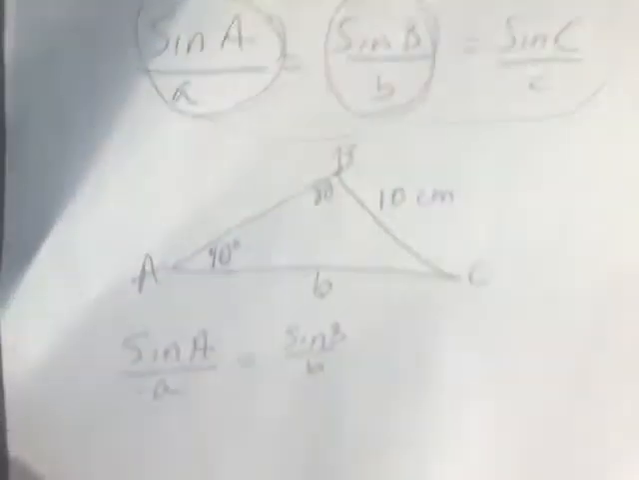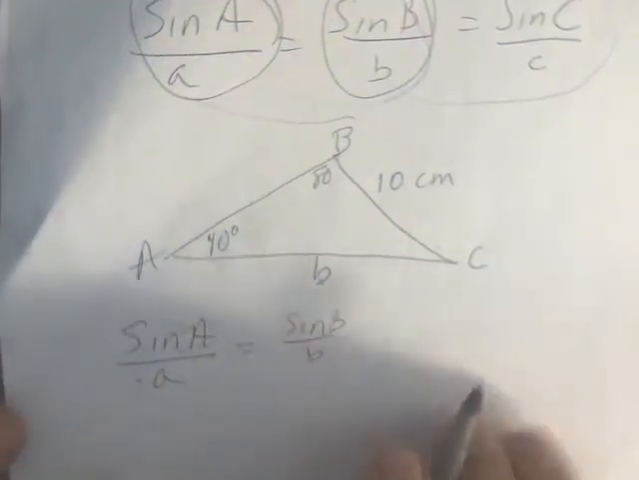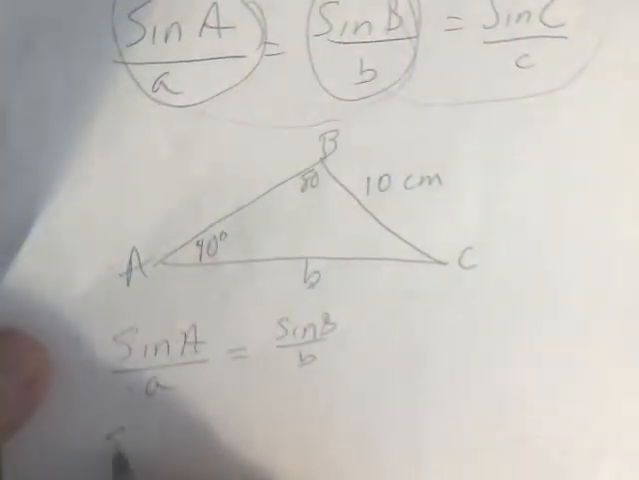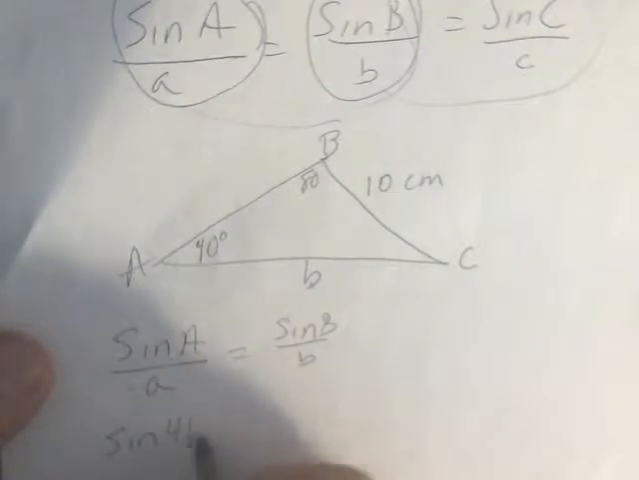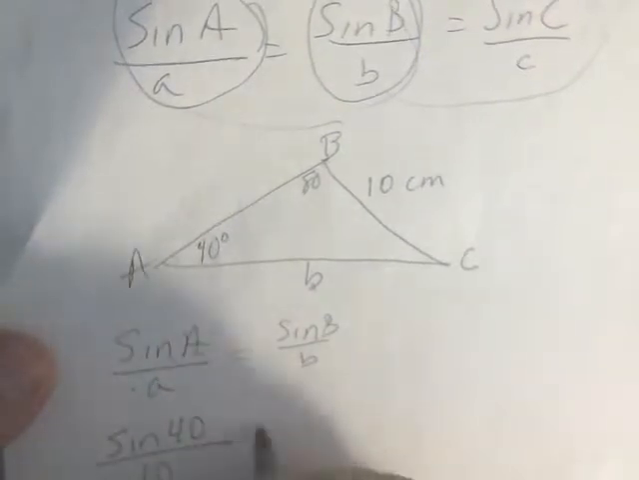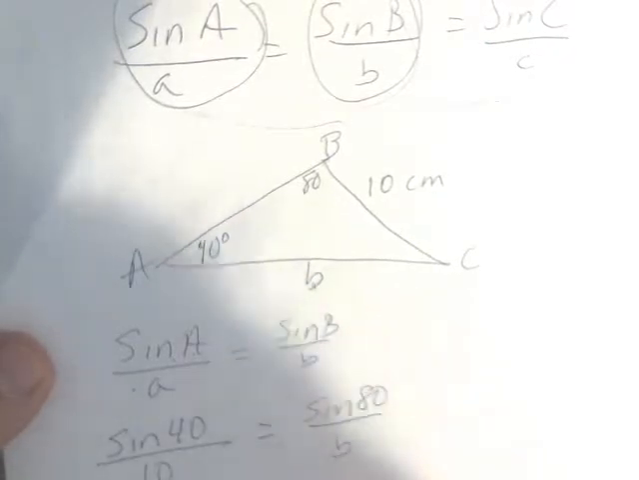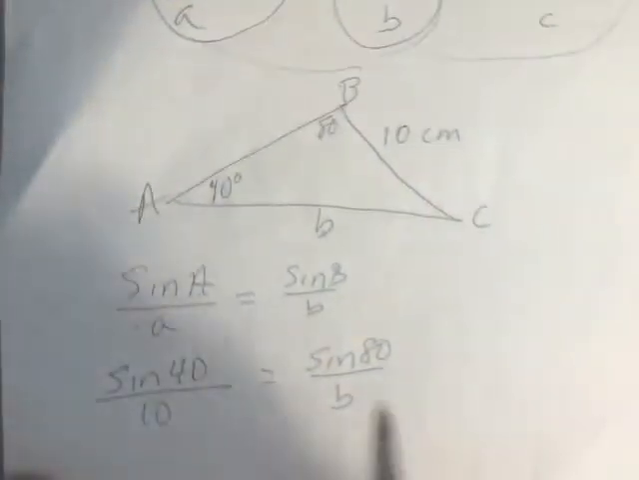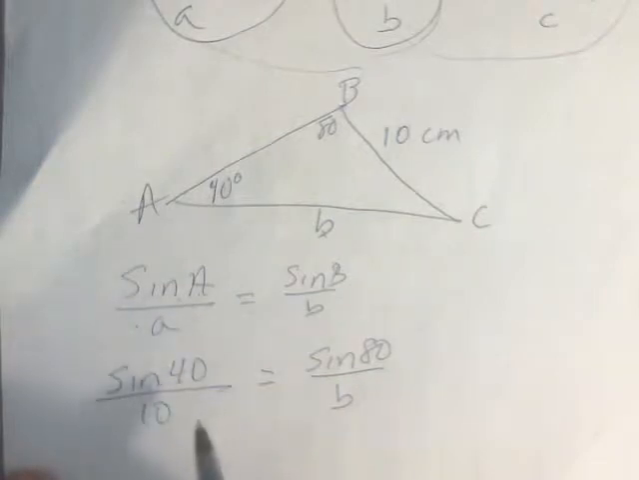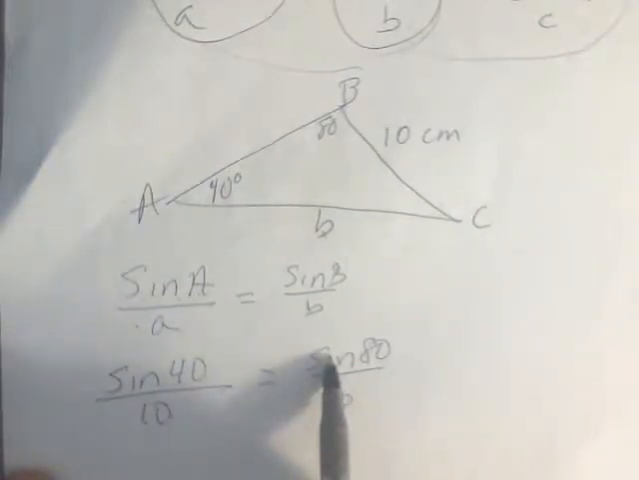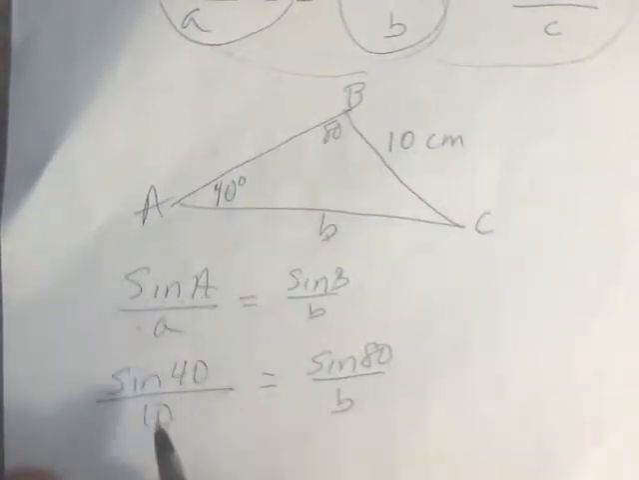Now, you're going to be cross multiplying. So I can substitute: sine 40 over 10 equals sine 80 over B. Basically you're going to be taking 10 times the sine of 80, not 80, you've got to make sure you do sine of 80. That's how trigonometry works. Divided by sine 40.